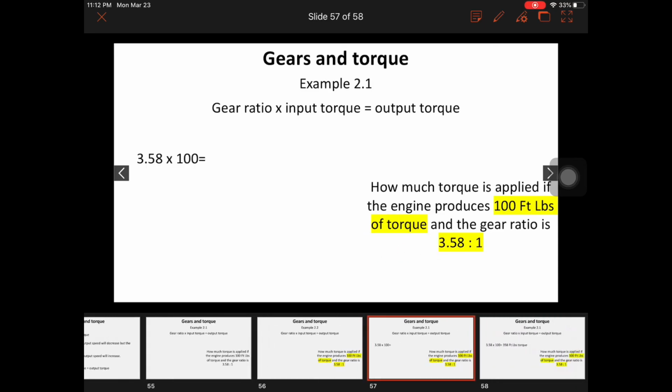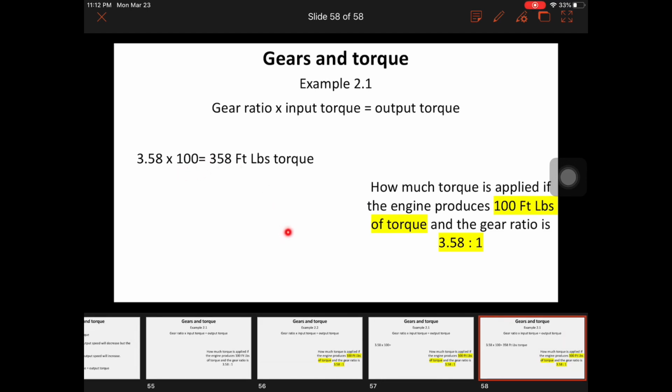So we can type this in and we can say, okay, so our gear ratio is 3.58 and our input torque is 100 foot-pounds, which is right here. So what is our output torque? So a 3.58 gear ratio times 100 foot-pounds of torque gives us 358 foot-pounds of torque. So there we go. So anytime we have an underdrive ratio, which is going to be numbers higher than 1, we are going to have a number higher than what we started with. Anytime we have an overdrive ratio, which is numbers lower than 1, we're going to have a number smaller than what we started with, okay?